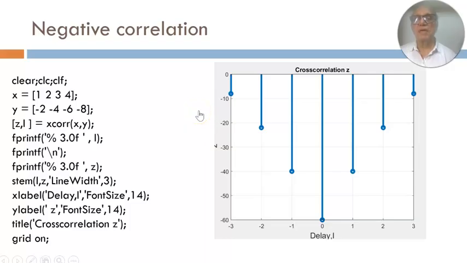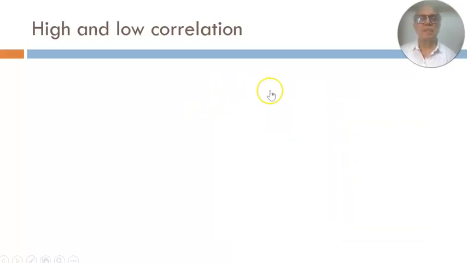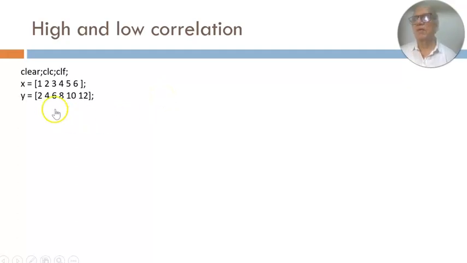All right. So let us now see a couple of sequences in which in one case you get a high correlation and in the other case you get a low correlation. So let us look at those sequences. We are again discussing the MATLAB program for doing this. So clear, CLC, CLF. Let us say our x is given by 1, 2, 3, 4, 5, 6, all positive numbers increasing in the positive direction. Y, all positive numbers increasing in the positive direction. So if you find the correlation between these two, x and y, you expect to get a good positive correlation.